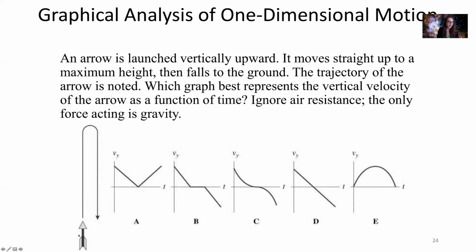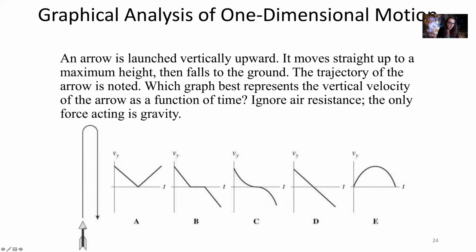The trajectory of our arrow we've got noted here. Which graph best represents the vertical velocity of the arrow as a function of time? We're going to forget about air resistance. The only force we have is gravity. Okay, so remember, we've gone through a couple of examples of this.